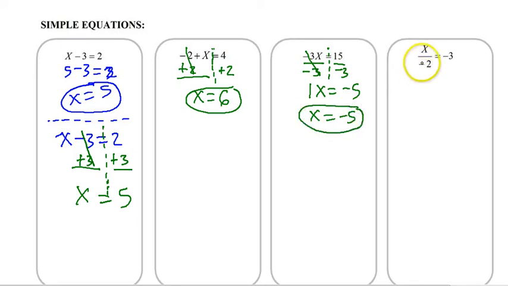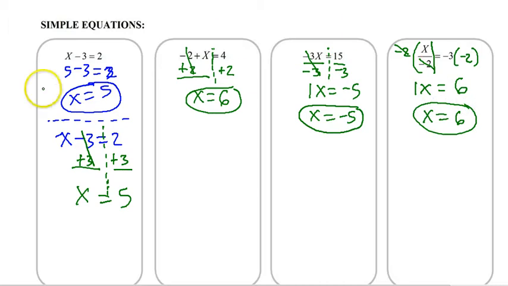And then on the next one, what's being done to the x? Well, we're dividing it by negative 2, which means we have to do the opposite, which is multiply by negative 2. Negative 2 times negative 2 is 1. But if you multiply the left, you must multiply the right, so that gives us 6. So x equals 6.